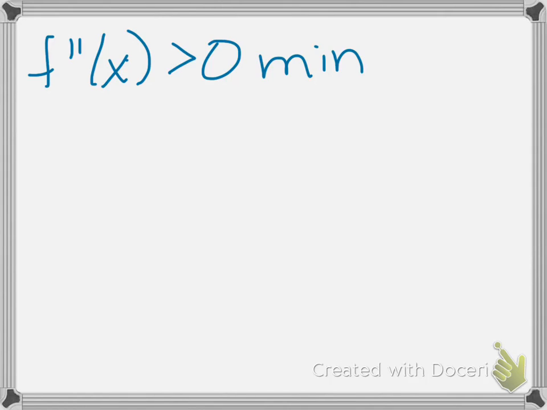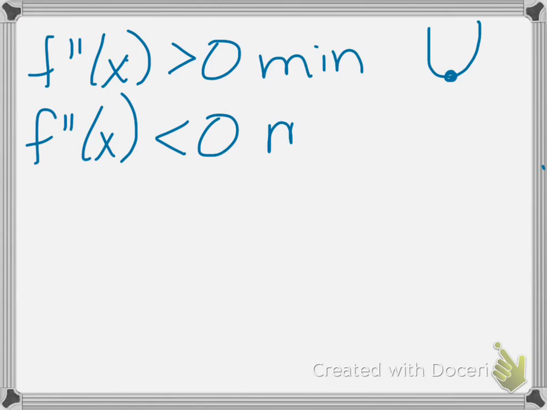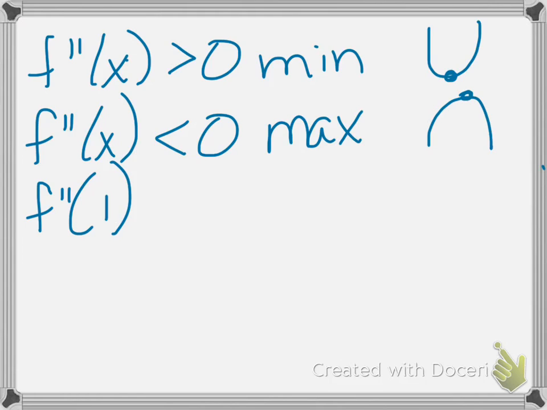This happens because if the second derivative is greater than 0, it's concave up, and there's a min. And the other part of that rule is if f double prime of x is less than 0, there has to be a max. Because if it's less than 0, it's concave down, and therefore there's a max. So what you can do is you can use your second derivative, which you've already found anyhow in part A, and you could put 1 in there and see what that gives you.